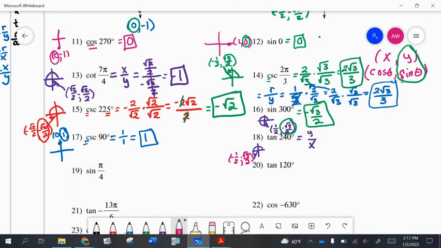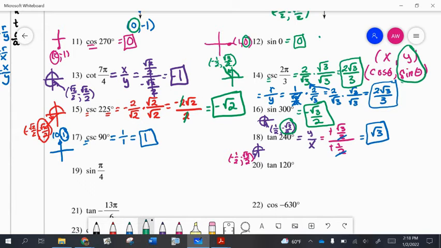Okay, so at 240, I know my coordinates are negative 1/2 and negative root 3 over 2. Everything's negative in the third quadrant. X is negative, y is negative. So tangent, y is going to be negative root 3 over 2, and x is negative 1/2. Negative over negative cancels. When the denominators are the same, they cancel. That gives me positive root 3 over 1. If my denominator is 1, I don't have to write it. So tangent of 240 is square root of 3.